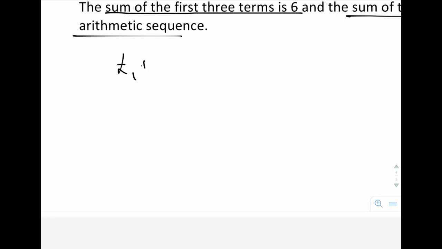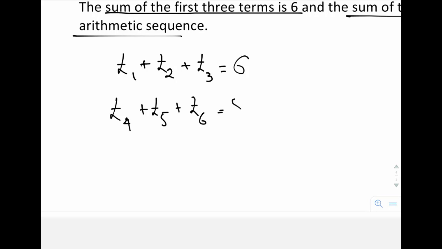So let me write this information in symbols. I know that the sum of the first three terms, t1 plus t2 plus t3, is equal to 6, and the three consecutive terms after that will give me 51.